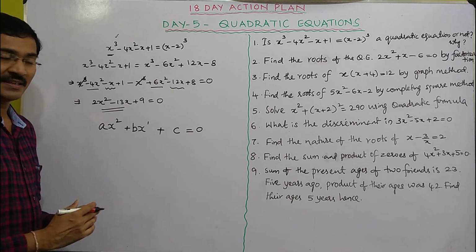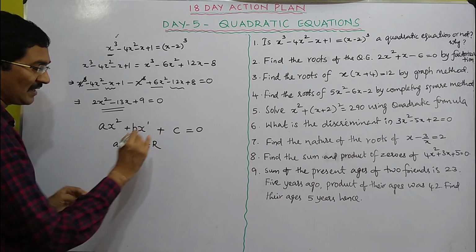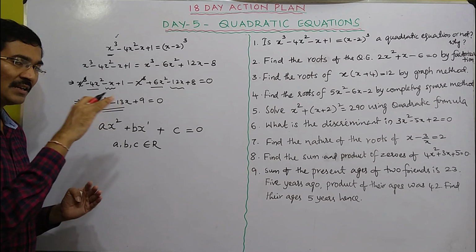But what are a, b, c? a, b, c are all real numbers. They all belong to real numbers. Then do we have any conditions like that we had in linear equations?